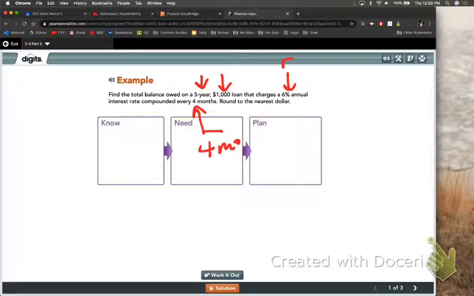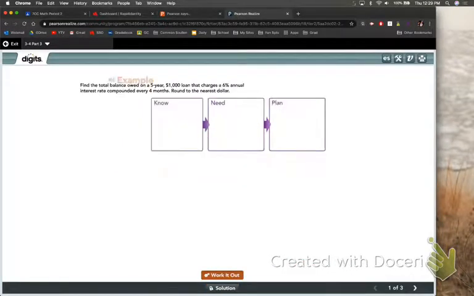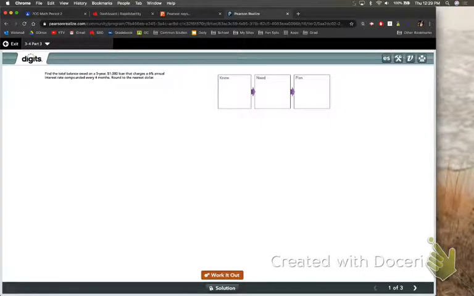Now, I want to bring up the equation that we had before, but let's get some more space to work with right here. The equation that we're looking for, and I'm going to rewrite it again, is B is equal to P times 1 plus R over N to the NT.